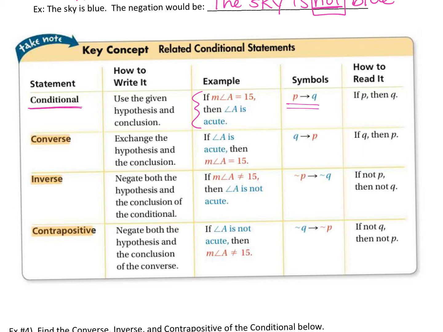The converse of that statement takes your P and Q, your hypothesis and conclusion, and flips places. So instead of saying if the measure of A is 15, then A is acute, we flip it: if angle A is acute, then the measure of angle A is 15. Do you see that? We started with if P, then Q. We made it if Q, then P. You don't need to write this because it's right here, but I'm just showing you. So that's the conditional and its converse.